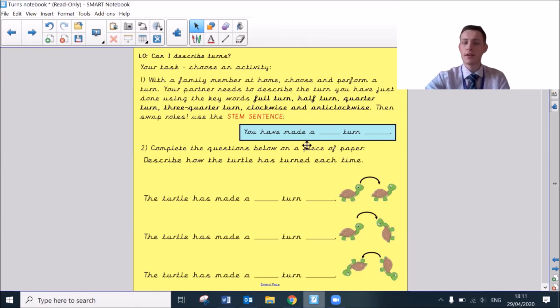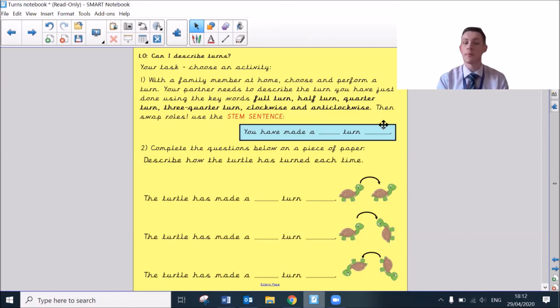So just to remind you, our STEM sentence for today will be, you have made either a full turn, half turn, quarter turn, or 3 quarter turn. And then you need to tell the person whether they've done it clockwise or anti-clockwise. Remember, clockwise was to the right, turning right. Anti-clockwise was to the left, okay? So you need to remember that. I know my image is flipped, so it's going to look like I'm pointing in the wrong direction.